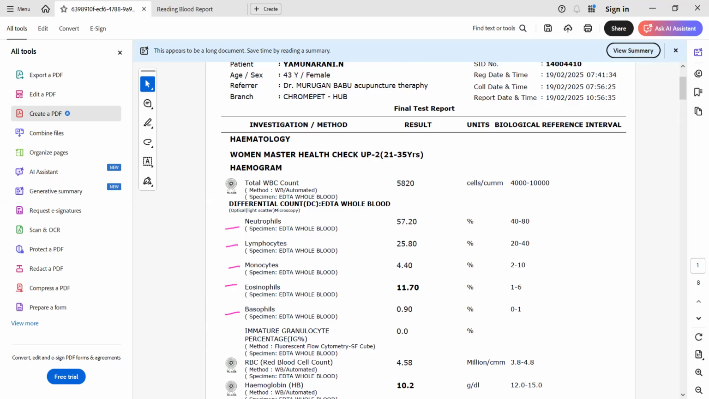Followed by other cells like lymphocytes, monocytes, then eosinophils, basophils. In the case of eosinophils, if any parasitic infection is there, the eosinophils will be more. And in case of allergic reaction also, if a person is having chronic asthma, hay fever, allergic rhinitis, or allergy of any nature, eosinophils will be more. And even in case of autoimmune diseases, eosinophils will be more.